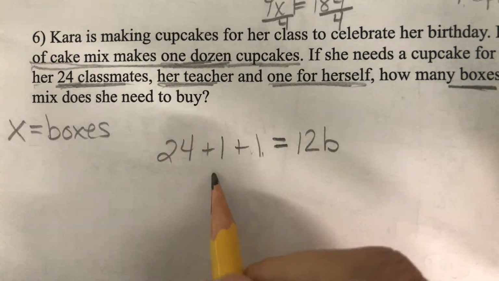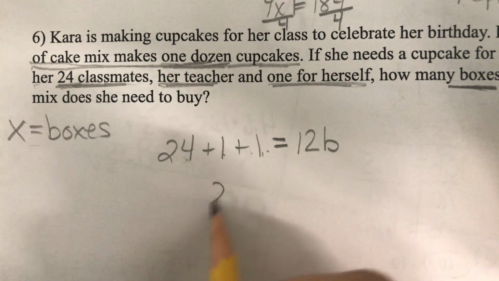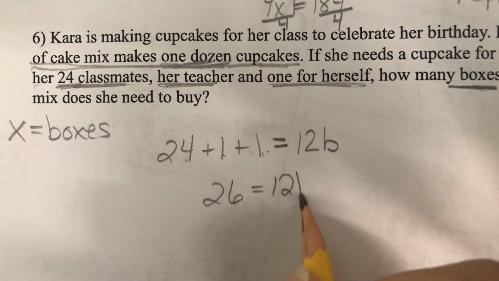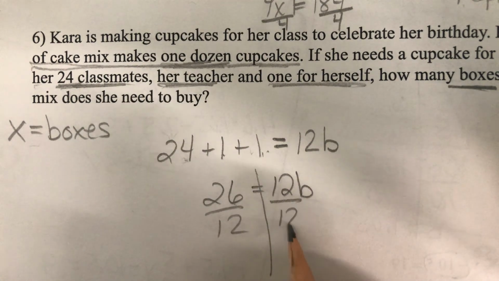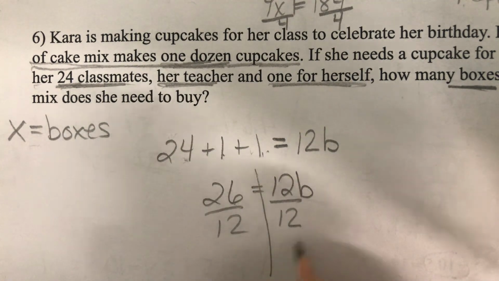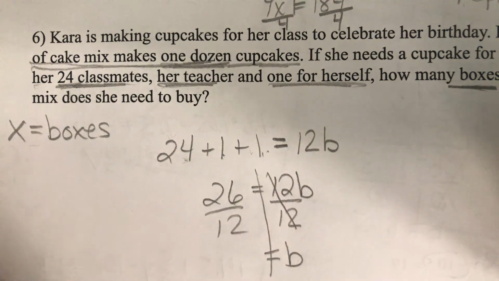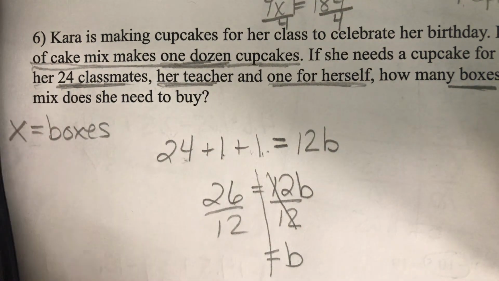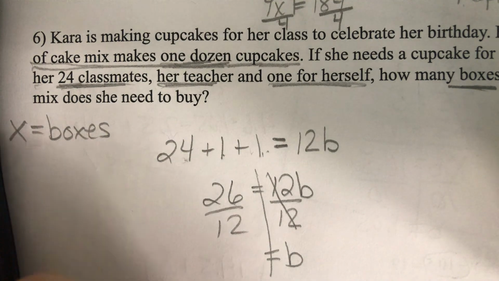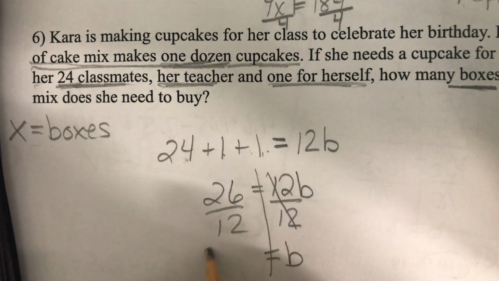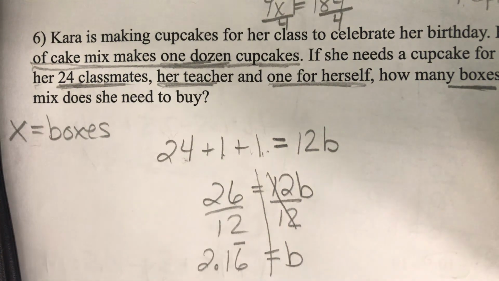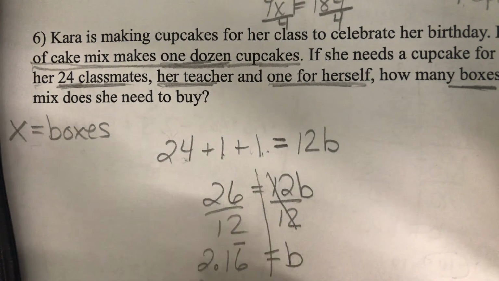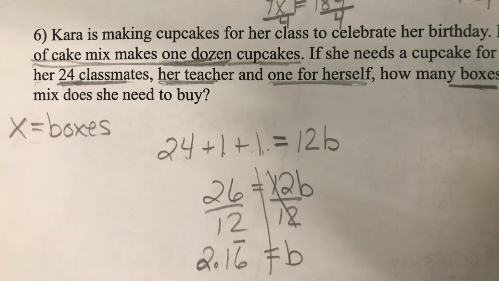Well, we combine like terms, 24, 25, 26. At this point, we have a 1-step. So we're dividing each by 12. When you do this, we're not getting a whole number. So think about real life when we're planning for these things. So we've got 26 divided by 12 is about 2.16 repeating. So does this mean she needs 2 boxes? Well, let's think about it. If she buys 2, she needs more than 2.